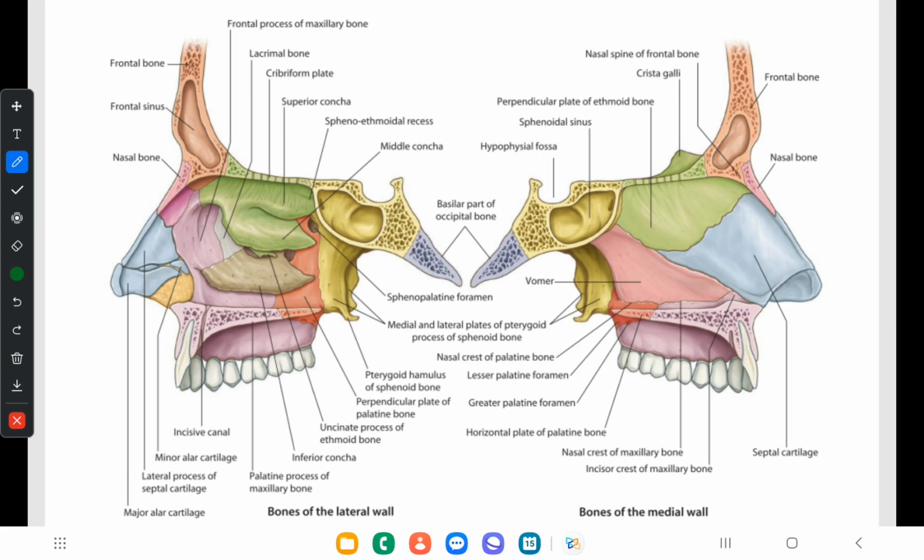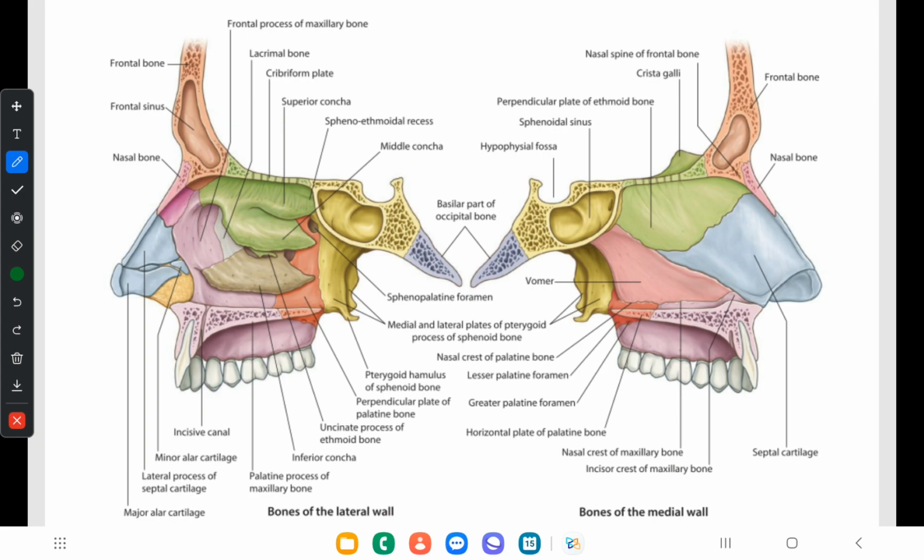The anterior sloping part is formed by the nasal cartilages and nasal bones, as well as the nasal part of the frontal bone. These are involved in formation of the anterior sloping part of the roof. Then the middle horizontal part is formed by the cribriform plate of the ethmoid bone, this part. Then the posterior sloping part is formed by the lower part of the sphenoid bone. This is the sphenoid bone, so this is the posterior sloping part.